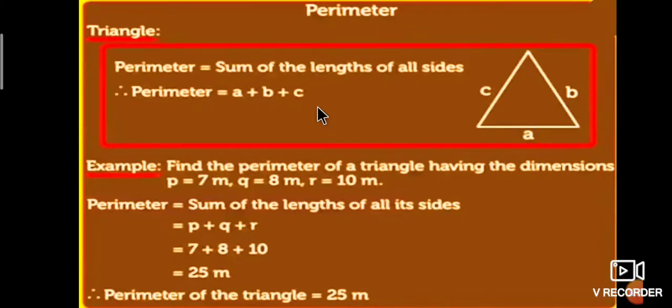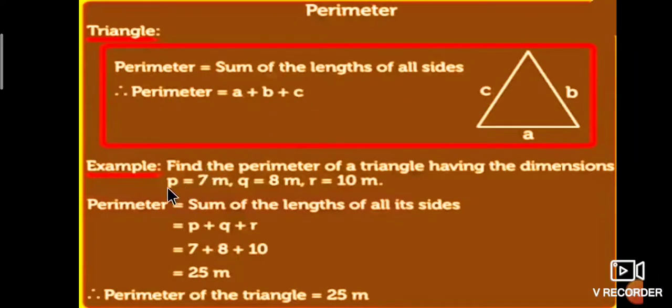What is the perimeter of a triangle? The sum of the lengths of all sides is called the perimeter of a triangle, A plus B plus C. A triangle has three sides, and the sum of the three sides is called the perimeter of a triangle.